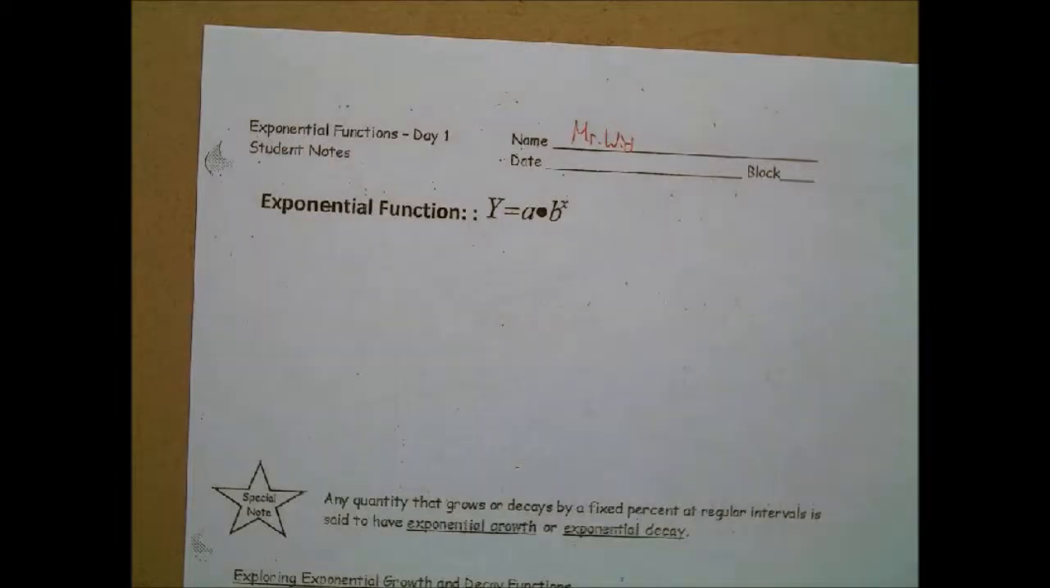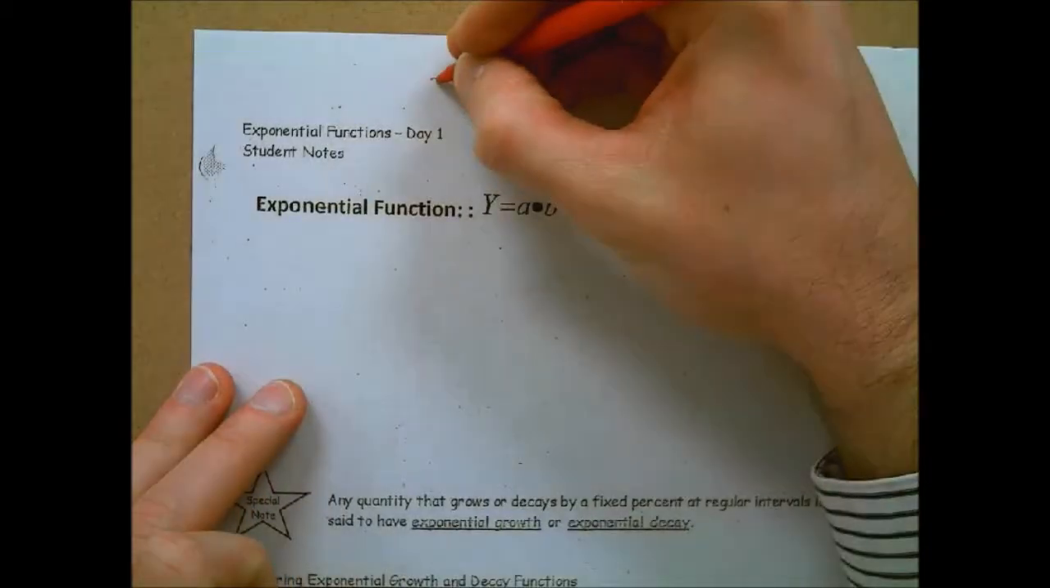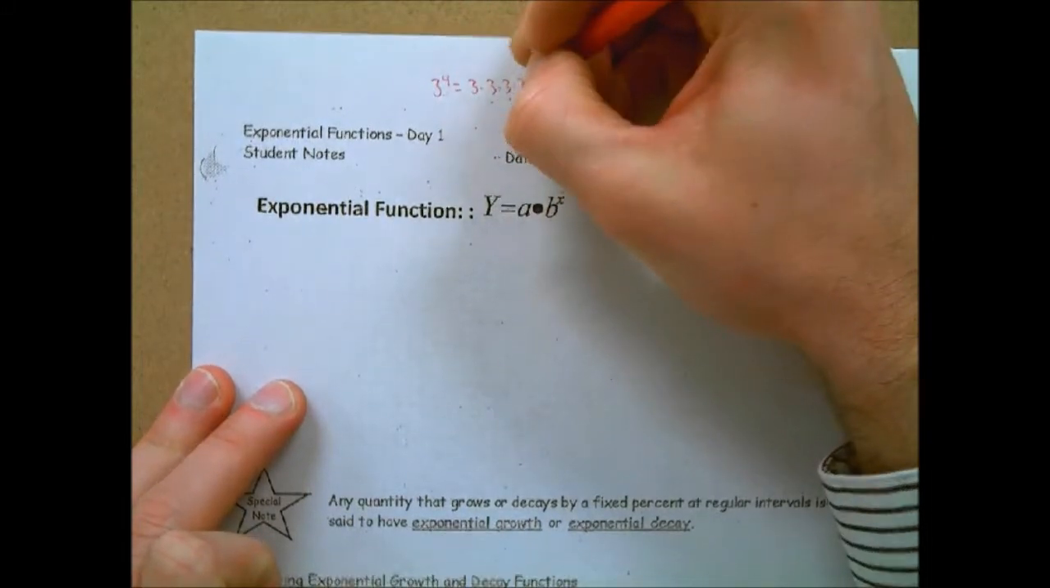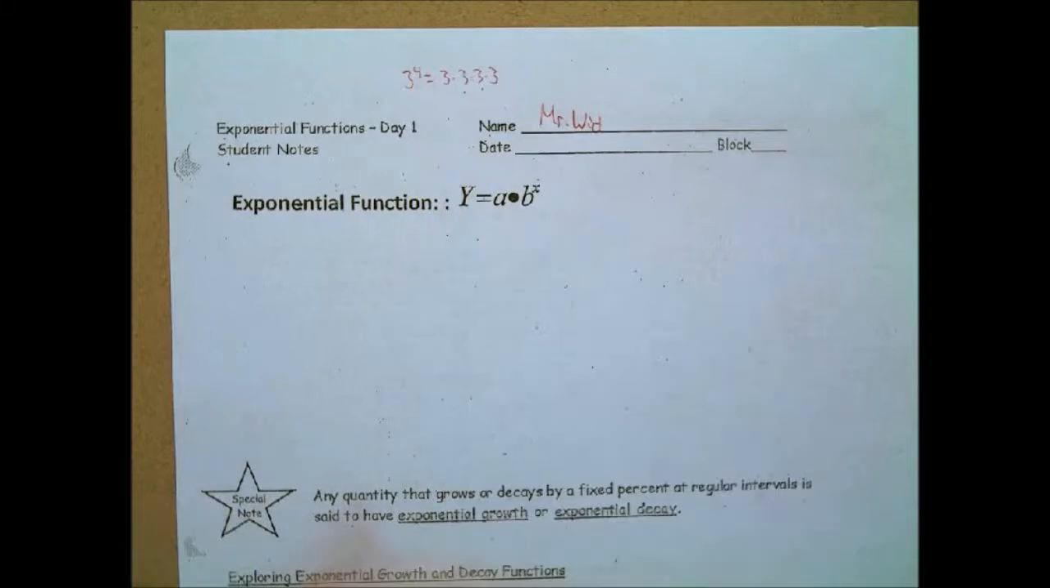What does it mean when you use an exponent? What does an exponent mean? Yeah, multiply by itself. Repeated multiplication. So if we have 3 to the 4th, that means 3 times 3 times 3 times 3. And so for our patterns, since we're repeatedly multiplying by the same number over and over again, it makes sense that we're going to use exponents.